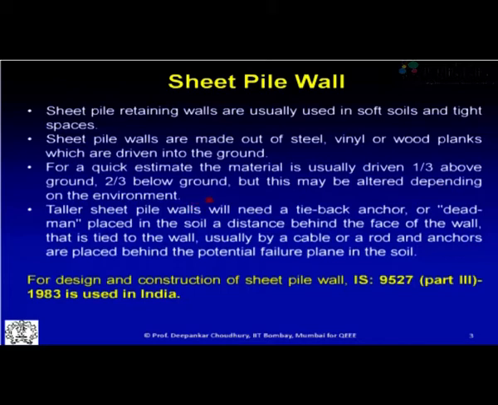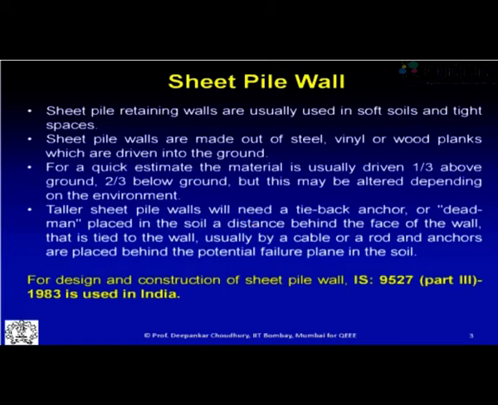It is not always true actually. It depends on how you are designing, depending on your soil condition at the site and many other things. So we will discuss those things in today's lecture. Now taller sheet pile walls will need a tie-back anchor. We will explain that also very soon. In other words it is called a dead man, placed in the soil at a distance behind the face of the wall, that ties this wall, usually by a cable or a rod. The anchors are placed behind the possible potential failure plane of the soil.